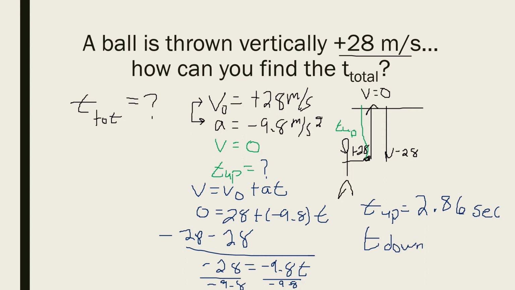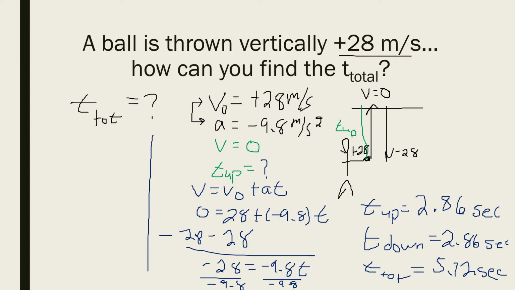I got a t down. Wait, I didn't solve for t down, but I know the rules of vertical throwing. I know that if I know t up, I know t down: 2.86 seconds. And I could just add those up and get t total. 2.86 plus 2.86 equals 5.72. This is legit. You got the t total. There is nothing wrong with doing it this way. You will always get it right if you do it that way.